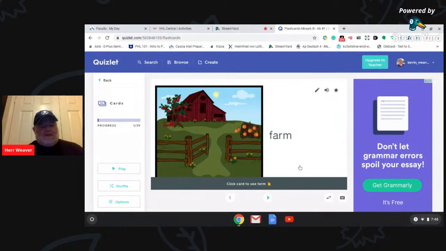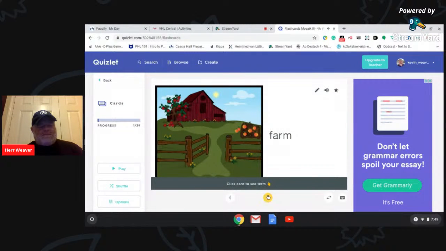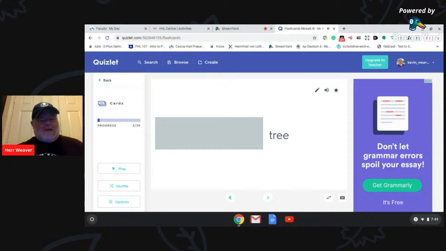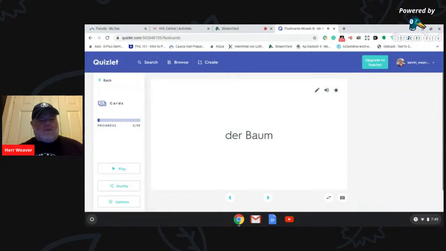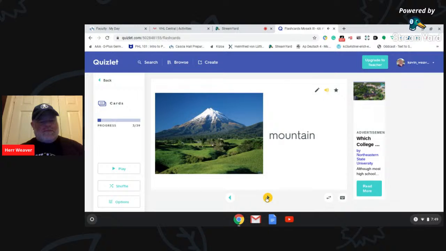Farm. There are a lot of these brand new words, and this one's not a cognate. It's der Bauernhof. A Bauer is a farmer, Bauern is to farm, and Hof has to do with property. So Bauernhof, good. Tree, der Baum. If you ever sang in chorus the song "O Christmas Tree" in German, "O Tannenbaum, O Tannenbaum," well, that's the word for tree. Baum. Mountain we've had before, just the singular for mountain, der Berg.